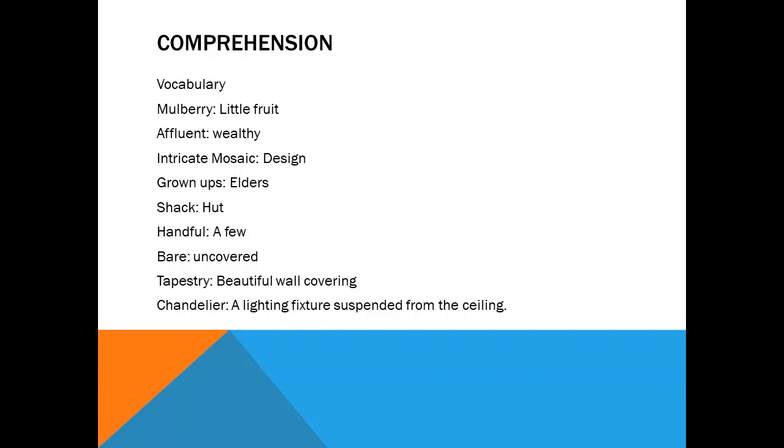It's a piece of cloth decorated with something engraved on it, right? It was used in the houses for decoration of the walls. The next and the last word on this slide is chandelier. So chandelier, you already know, it's a lighting fixture suspended from the ceiling. Generally it is in the drawing rooms, in the center of the ceiling.